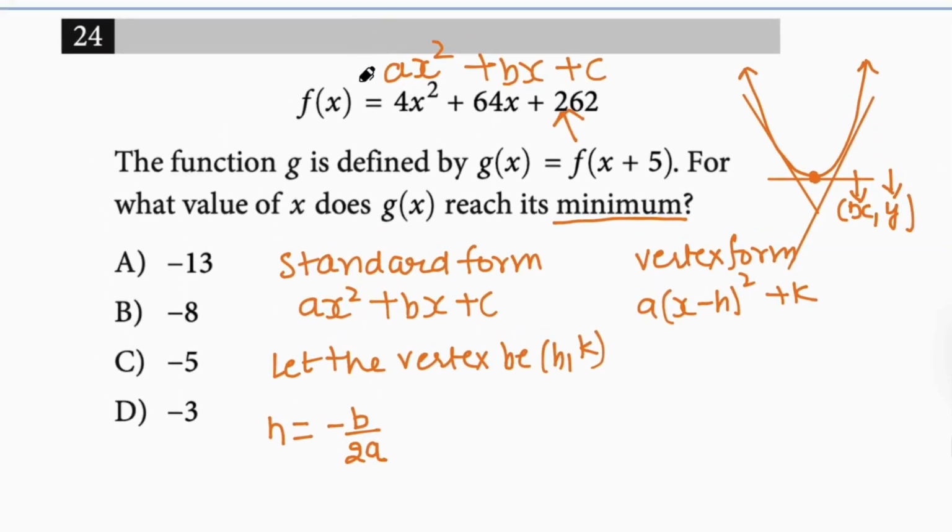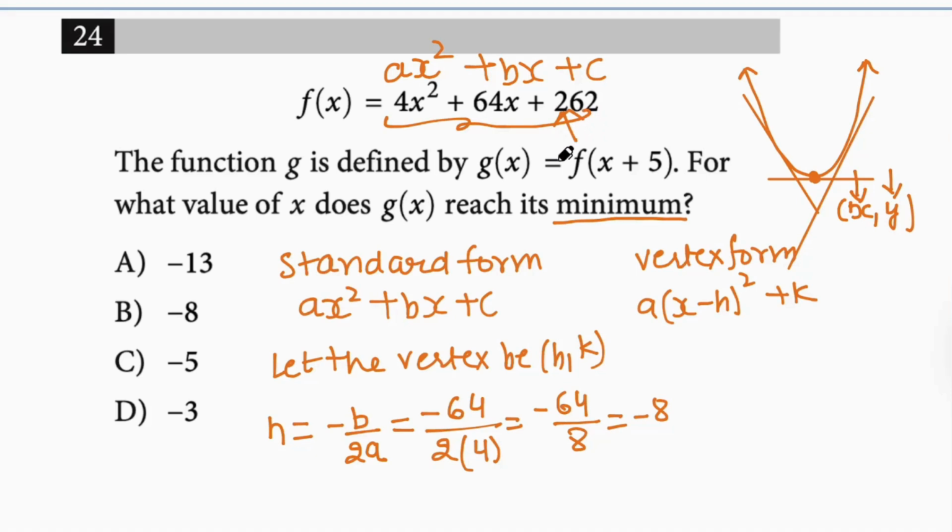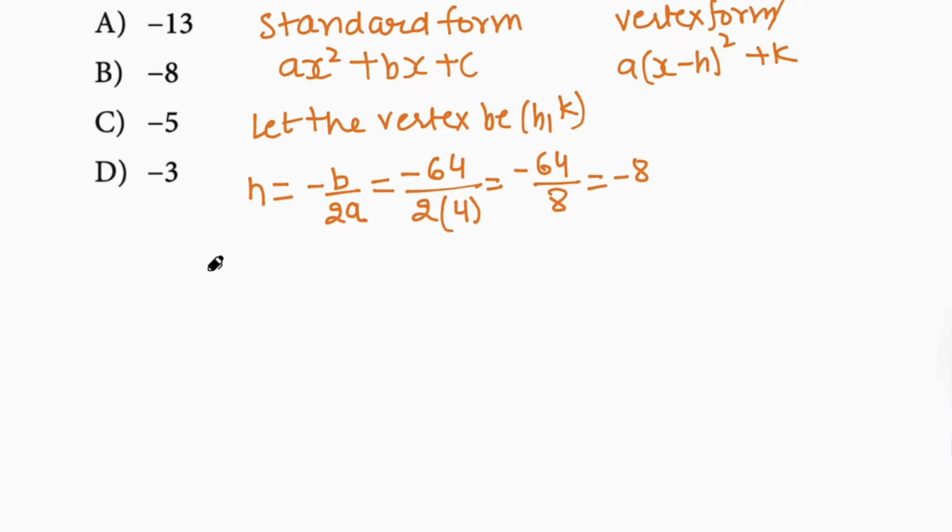If I see this equation, here a is 4, b is 64 and c is 262. So we have to find minus b by 2a. Negative b by 2a is negative 64 by 2 times 4, which is negative 64 by 8, which in turn is negative 8. Perfect. Now that is the x coordinate of the vertex of this parabola, f of x.